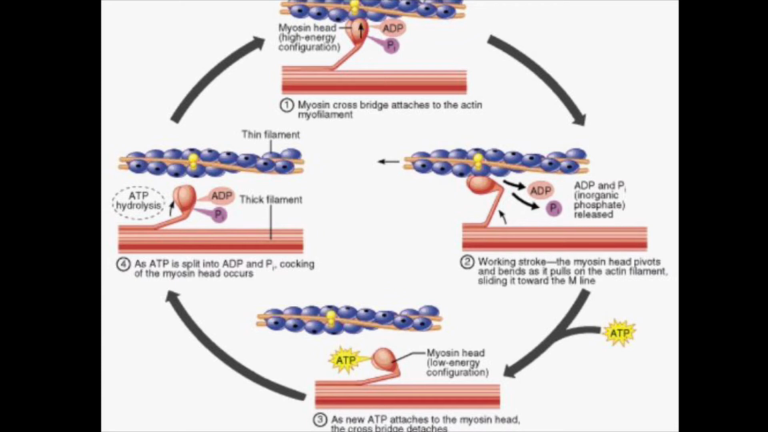To complete the power stroke, the phosphate from the ATP is released and the myofilaments begin sliding towards each other, ultimately creating a contraction as the sarcomeres shorten. This process happens over and over again by binding more ATP molecules to the myosin heads of the thick filaments.